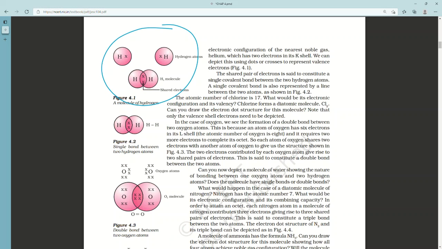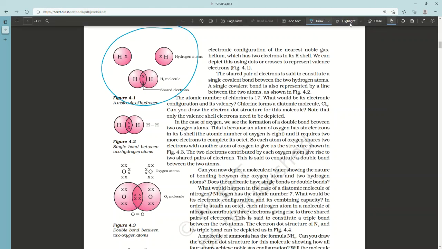The shared pair of electrons is said to constitute a single covalent bond between the hydrogen atoms. A single covalent bond is also represented by a line between the 2 atoms. The atomic number of chlorine is 17. What would be its electronic configuration and its valency?